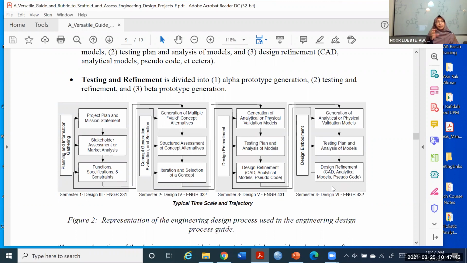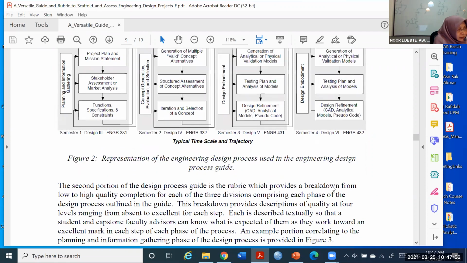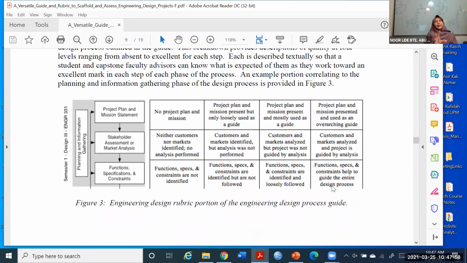The first one is the project plan and mission statement. And then you have the stakeholder assessment and market analysis and so on. And how it is translated into a rubric. Let's say this is the example of the first part about project plan and mission statement.